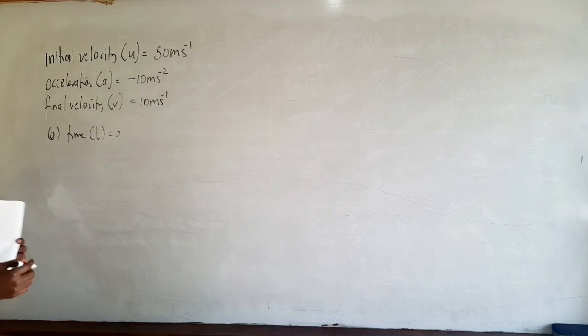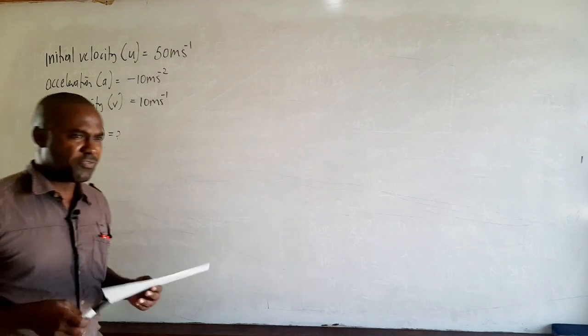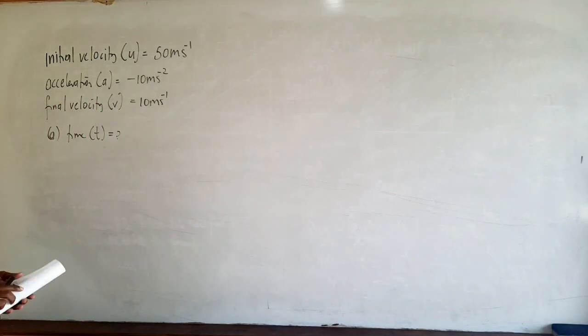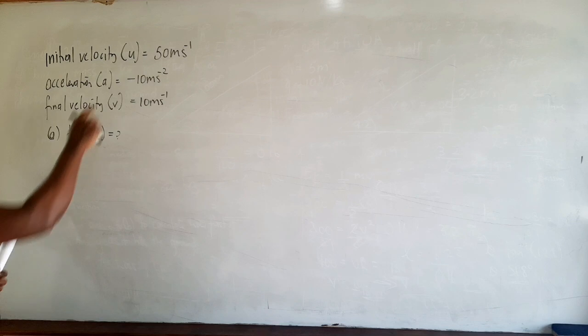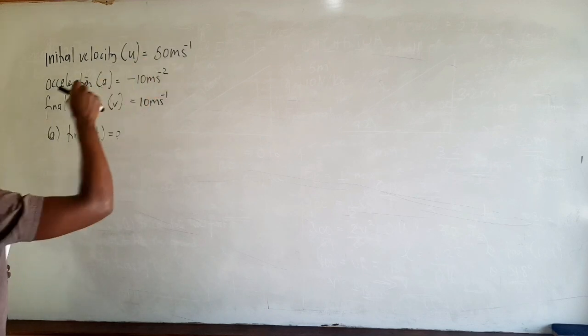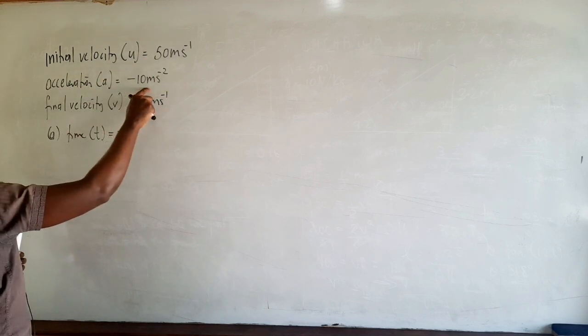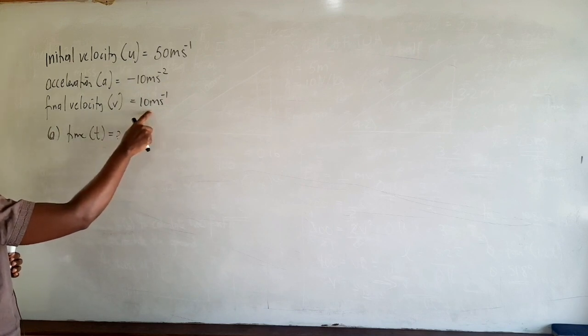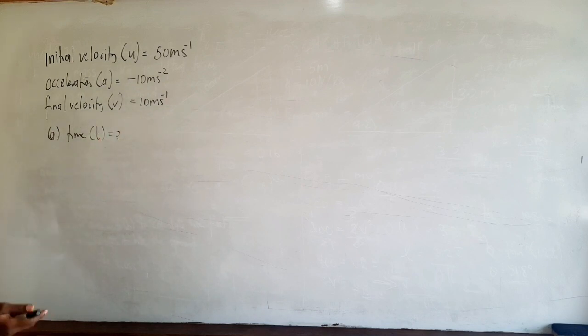So we look at the information that we have, what we want to find, and we try to select one of our equations of motion that we can use to find it. So we have the initial velocity U, 50 meters per second, the acceleration A, minus 10 meters per second squared, the final velocity V, 10 meters per second, and the time T, which we want to find.